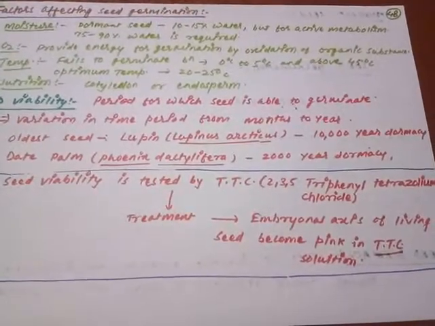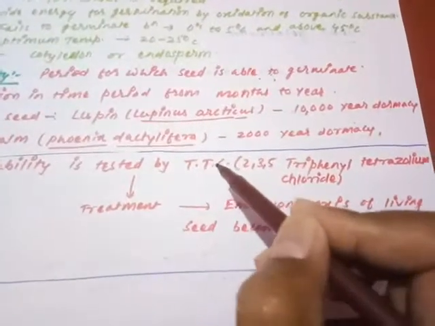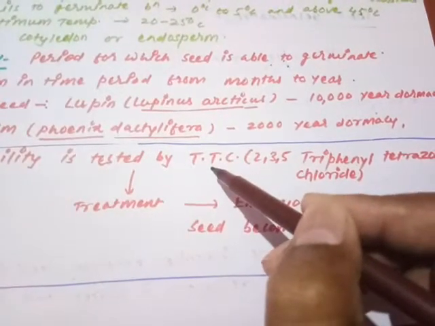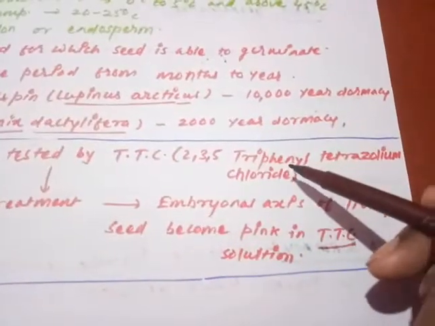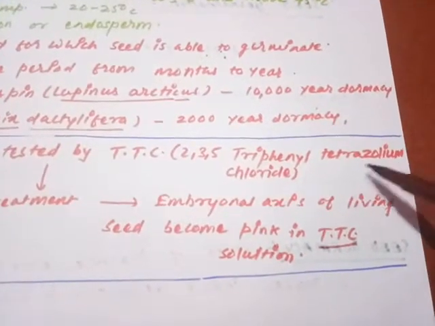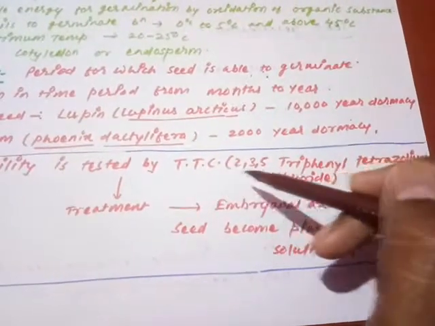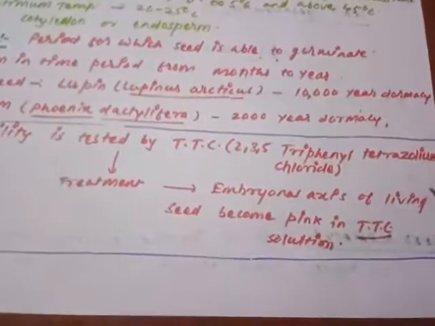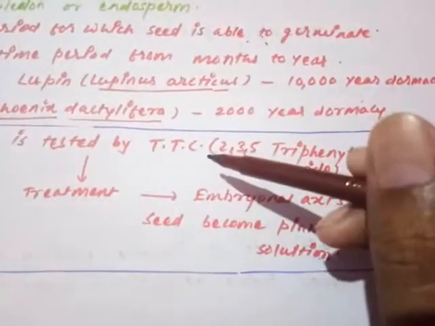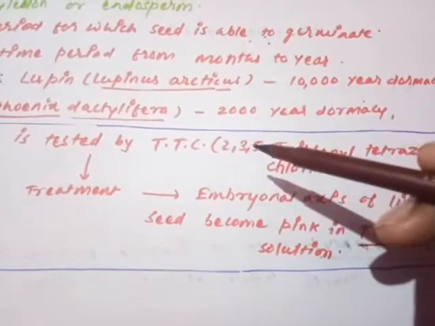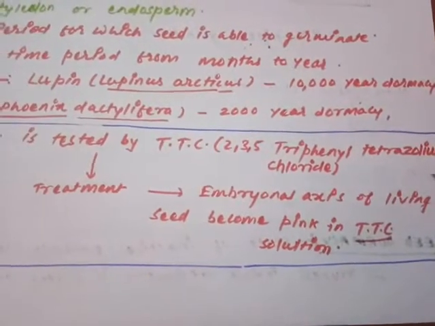So how is seed viability tested? Which chemical is used? TTC. TTC is 2,3,5 triphenyl tetrazolium chloride. The seed viability is tested by applying TTC, 2,3,5 triphenyl tetrazolium chloride, on the seed.